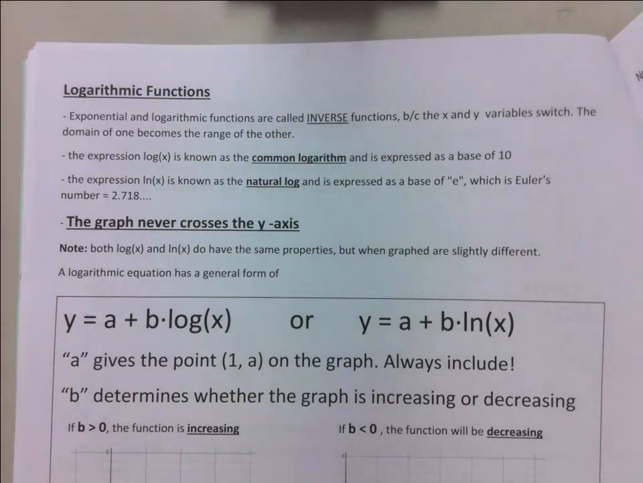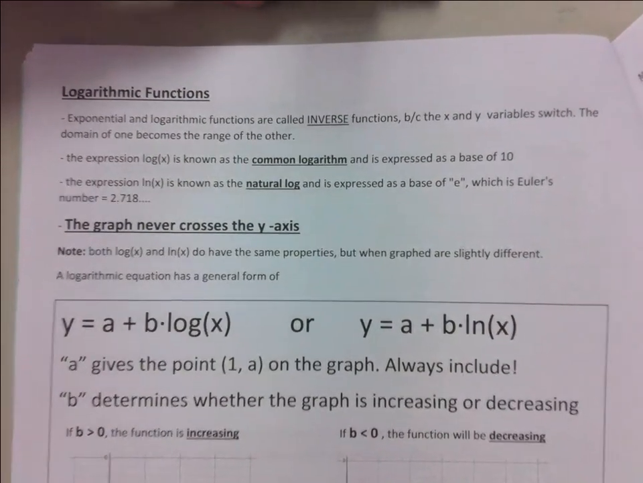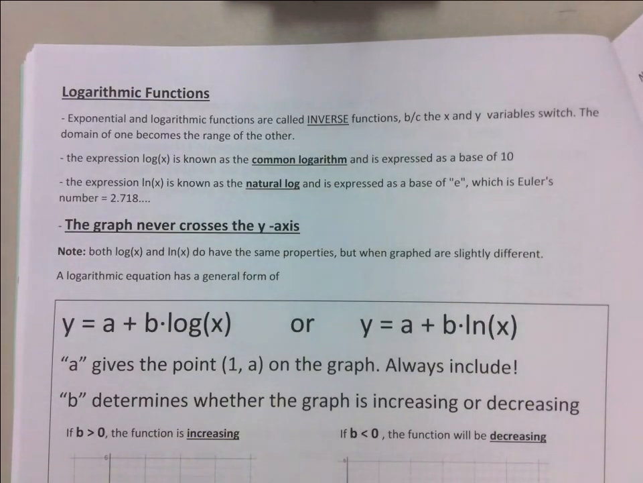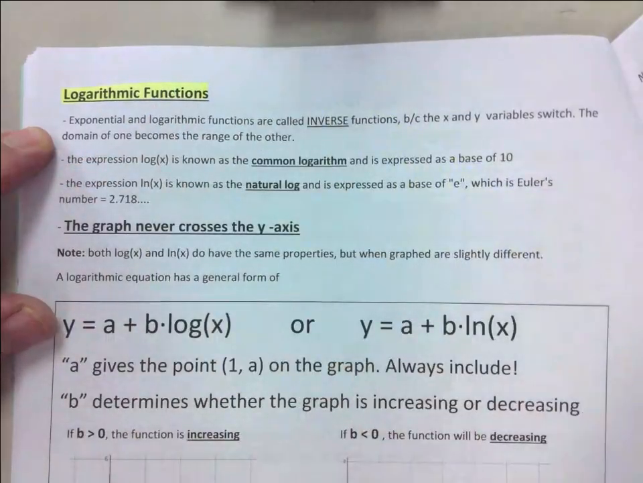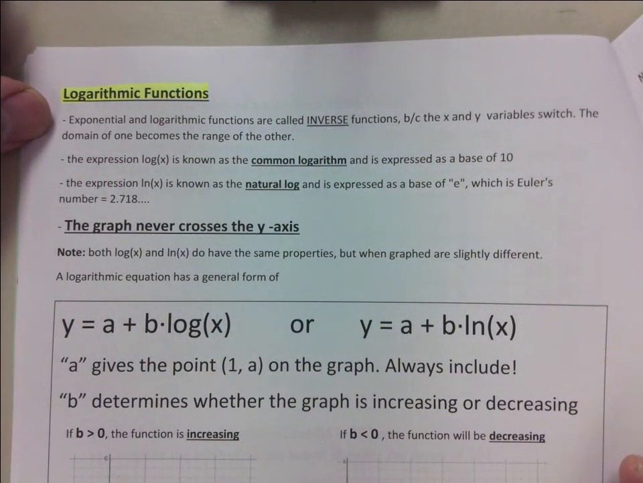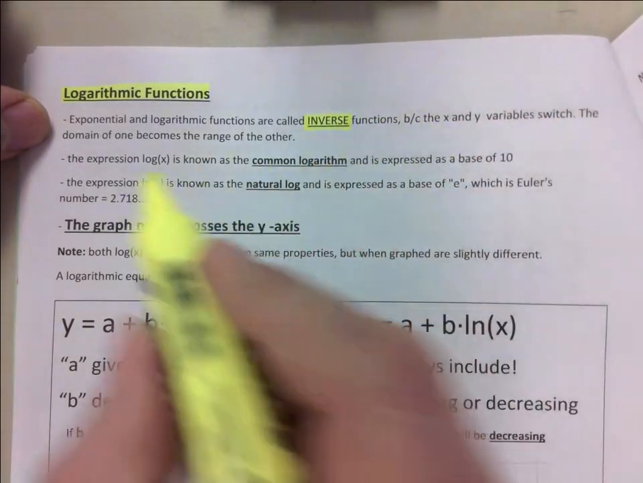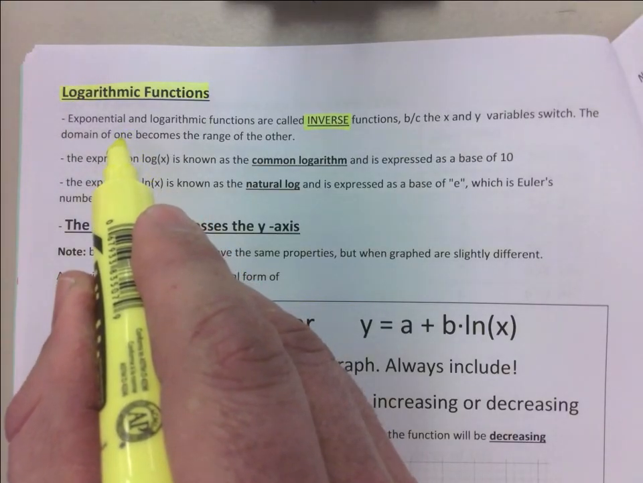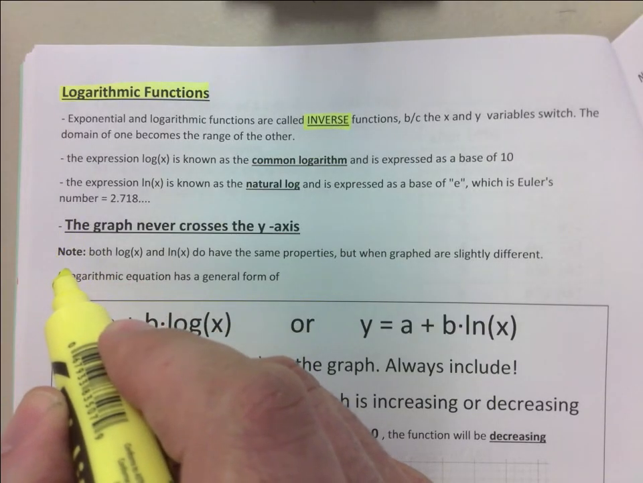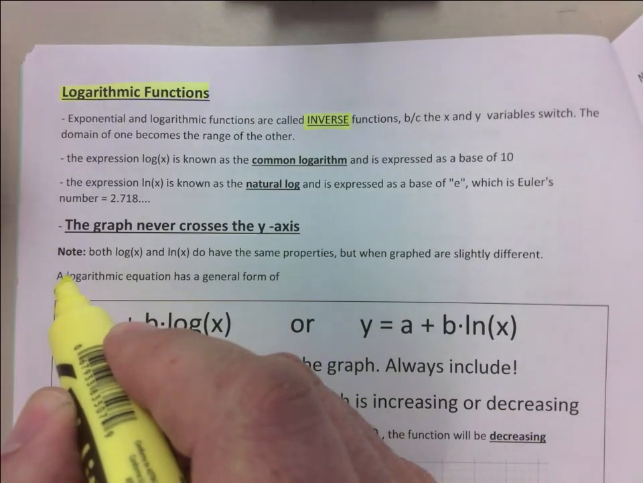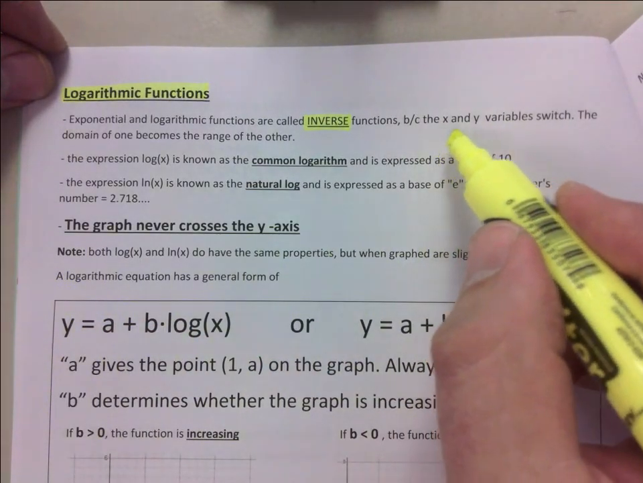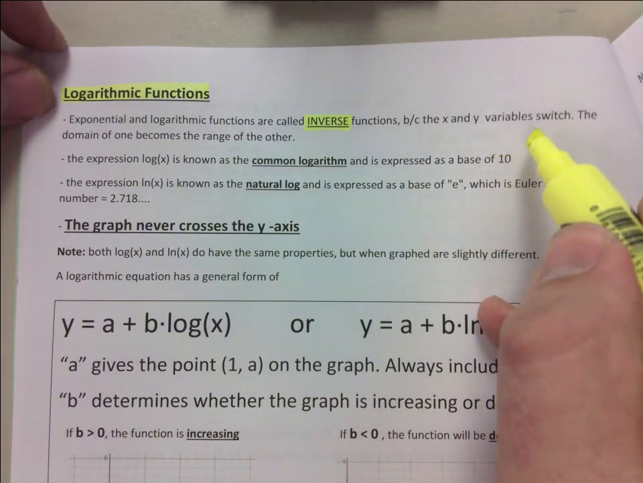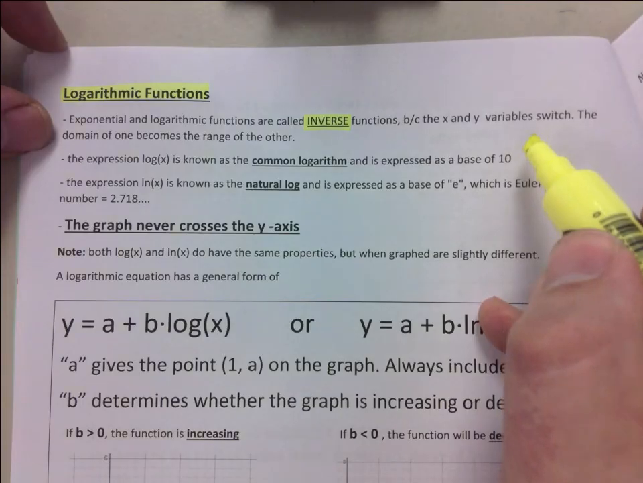Okay, so we're going to talk about logarithmic functions. That's on page 33. I'm just going to get this ready here for myself. So what's up with logarithmic functions? Exponential and logarithmic functions are called inverse functions. That's why we bunched them together, because there's a connection. There are patterns that we can draw from one and transfer over to the other. Basically, the x and y variables switch. The domain of one becomes the range of the other.